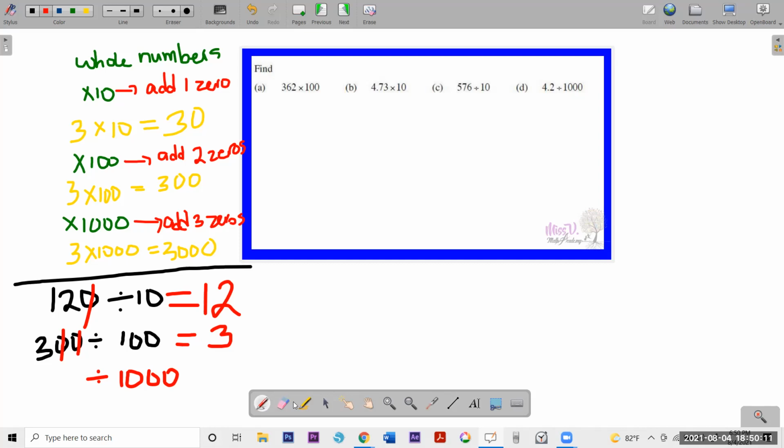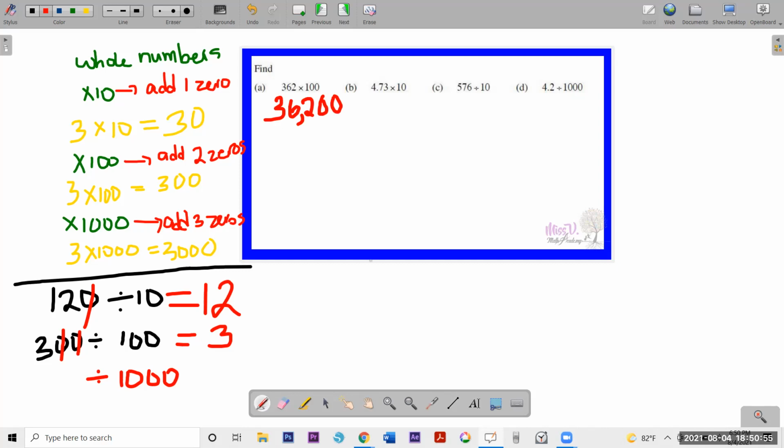Now, one of the things I want y'all to always practice as well is putting your commas in your number. And you usually put your commas 3 digits from the back. So for example, your answer would be 36,200. You count from the back 1, 2, 3, and you put your comma.